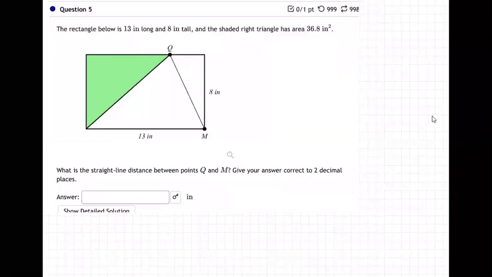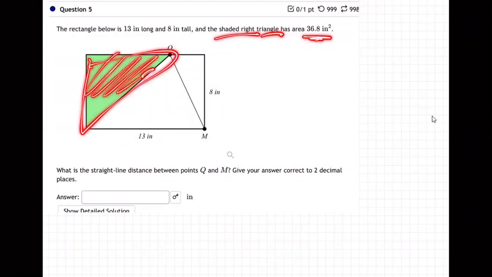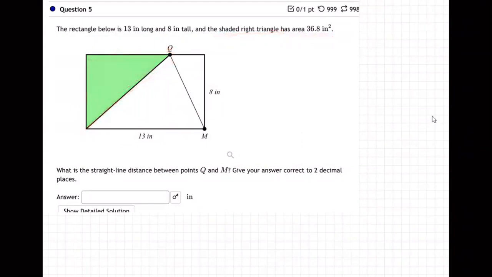Okay, so it says the rectangle below is 13 inches long and 8 inches tall. We see that, 13 by 8. And the shaded right triangle has area 36.8. I mean this thing, it's the area of that. What is the straight line distance between points Q and M, from here to there? Give your answer correct to 2 decimal places.